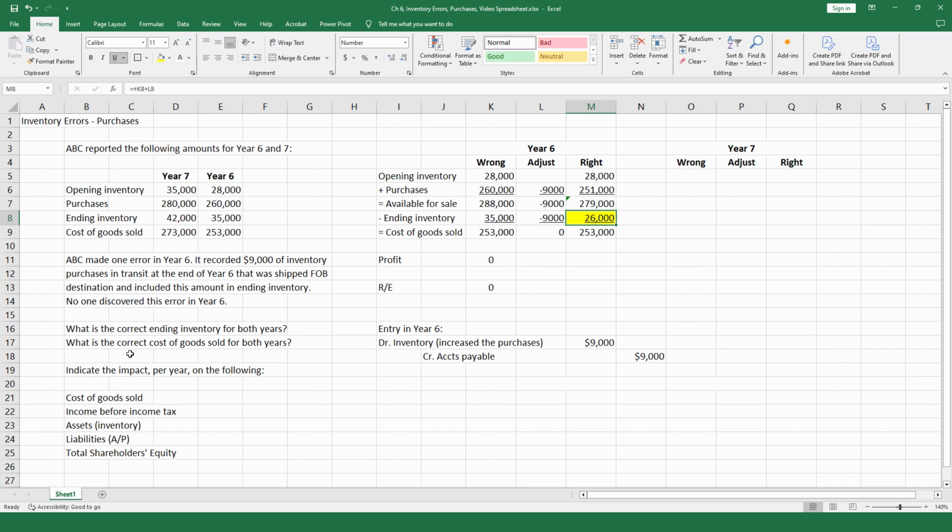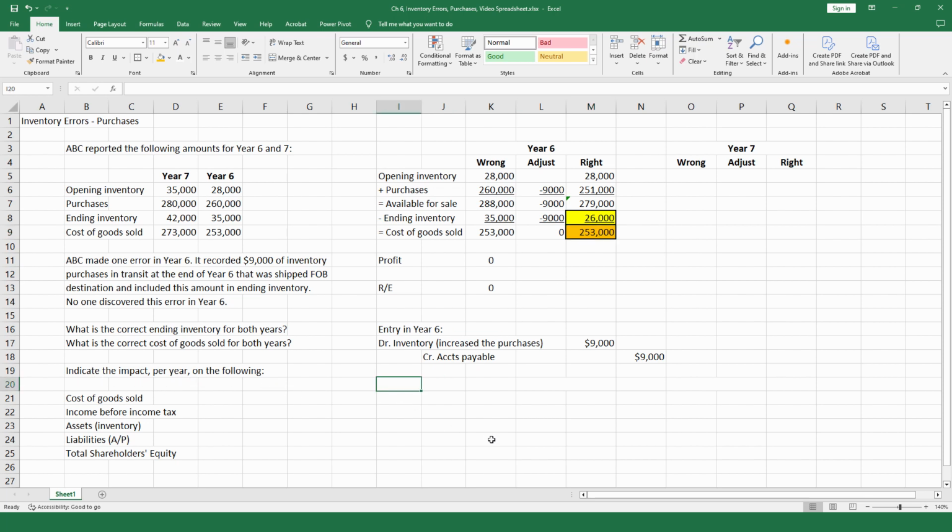And then it says, what is the correct cost of goods sold for both years? For year 6, the correct cost of goods sold is $253,000. And I'll highlight it. So now we know the correct ending inventory and the correct cost of goods sold. Correct cost of goods sold, of course, has not changed. Now, indicate the impact per year on the following.